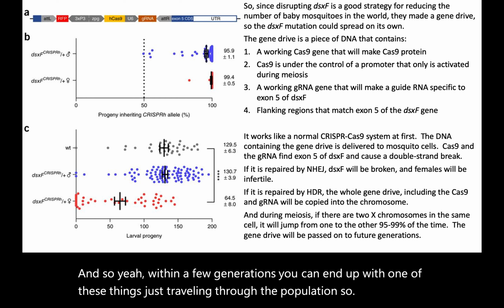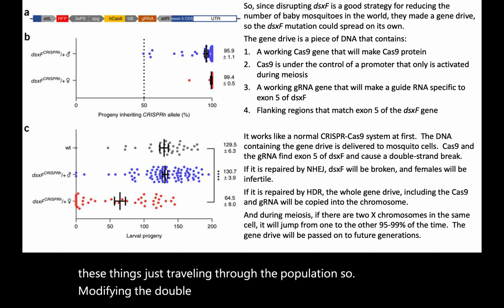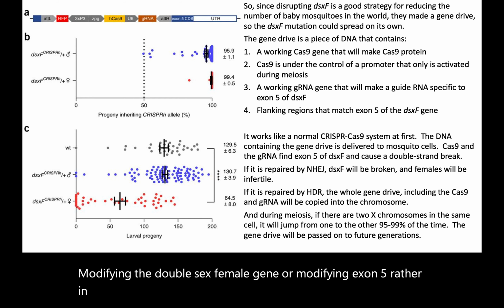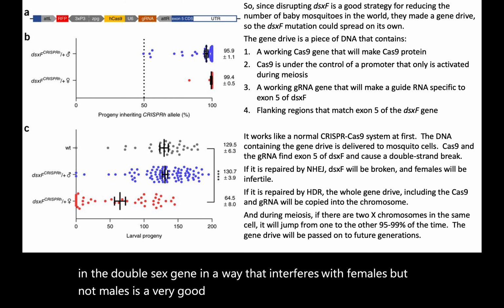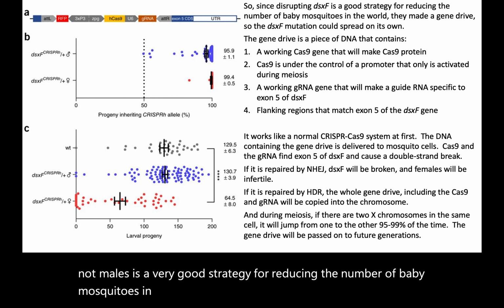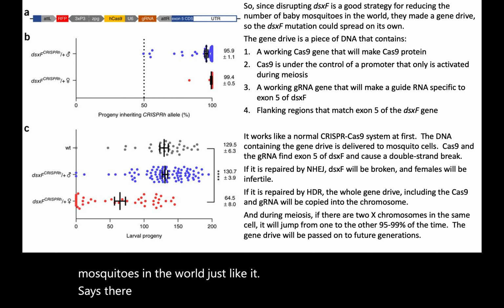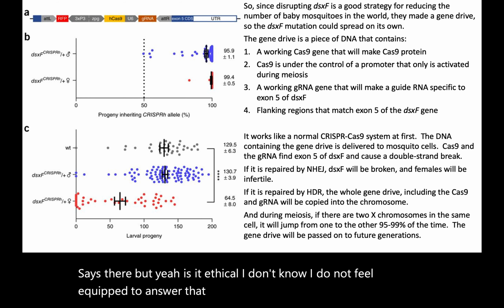So modifying exon 5 in the doublesex gene in a way that interferes with females but not males is a very good strategy for reducing the number of baby mosquitoes in the world, just like it says there. But is it ethical? I don't know. I do not feel equipped to answer that question. We're just going through, just the facts, ma'am, just the facts there.